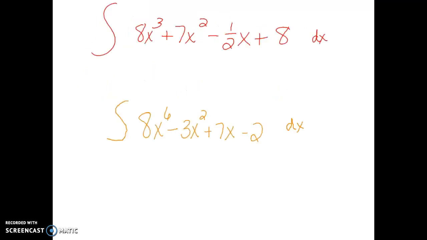Try out these two examples. When you're finished with it, you can continue on with the video. I would just pause. Once you hit play again, then you can see the answers.